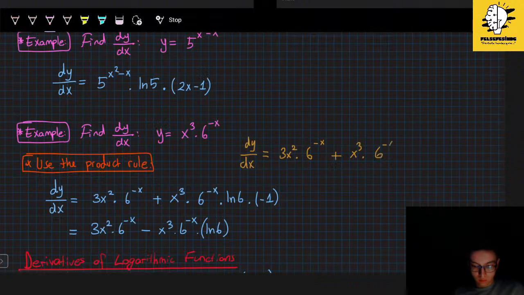and times we have to take the derivative of the power function, the exponent. When we take it, it is minus 1 actually, and at the end we are left with 3x squared times 6 to the power of minus x, plus minus x cubed times 6 to the power of minus x times ln 6. Then that's our answer. That's it. This is it for exponential functions. And if you have any questions, you can write them below. Burak or I could answer it.